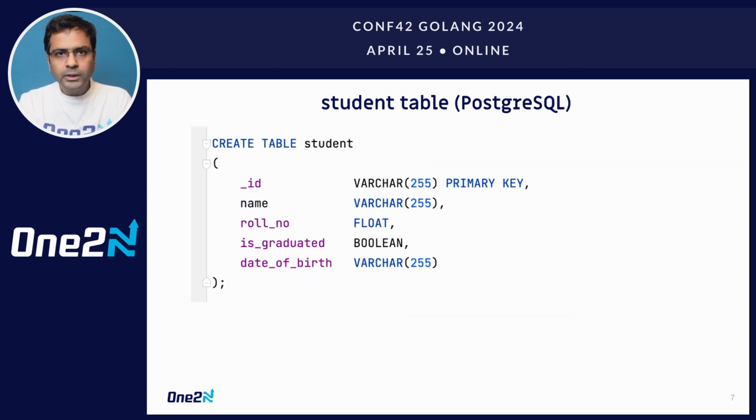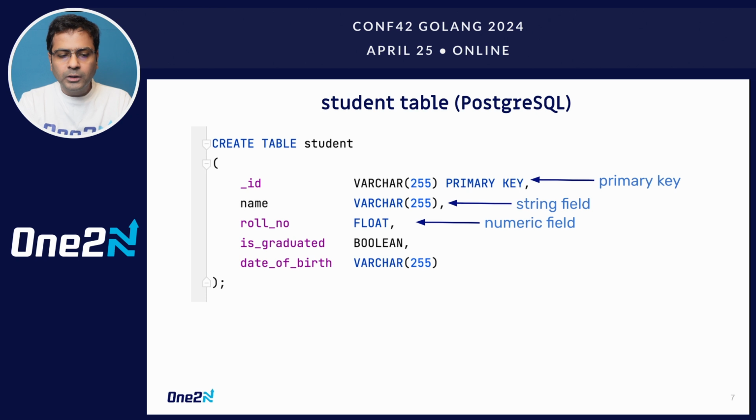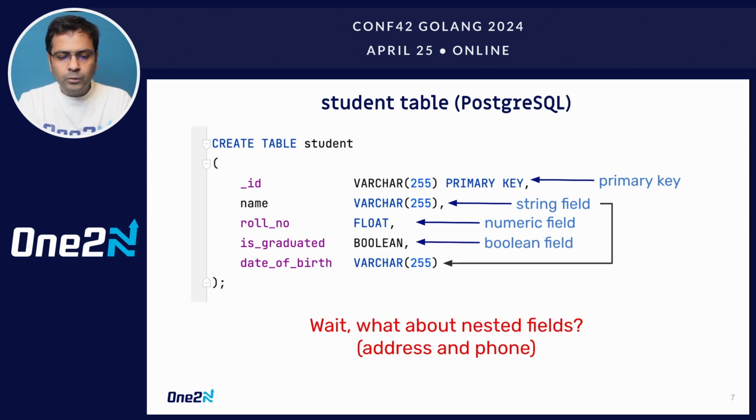So the student record itself is pretty simple. You could just migrate the keys one-to-one, and keys in the MongoDB document become columns in Postgres. For example, ID becomes the primary key. You have name as a string field, roll number, is graduated, date of birth. Pretty simple. But what about nested fields? We had address and we had phone. How do those get translated?